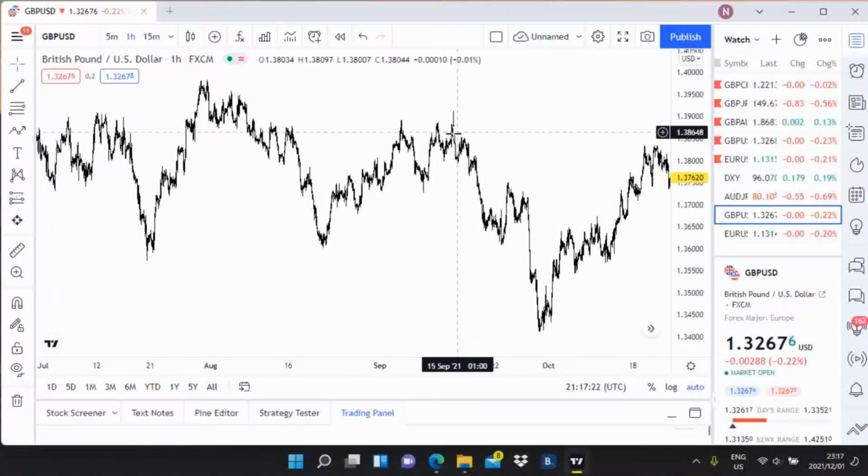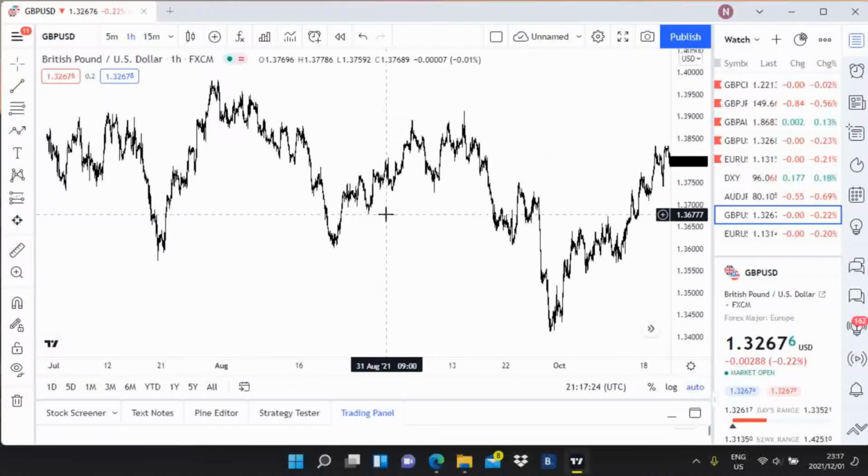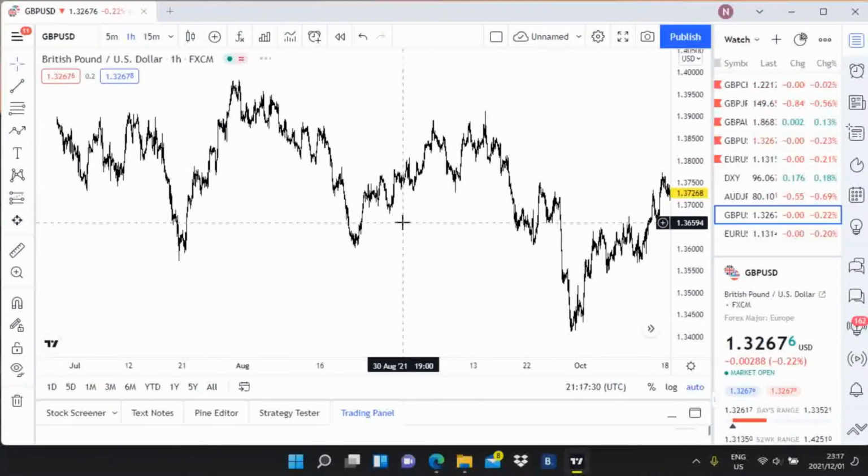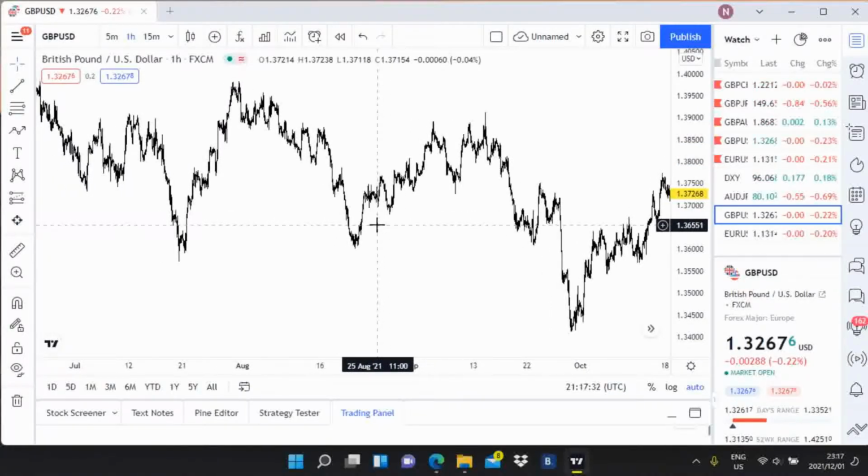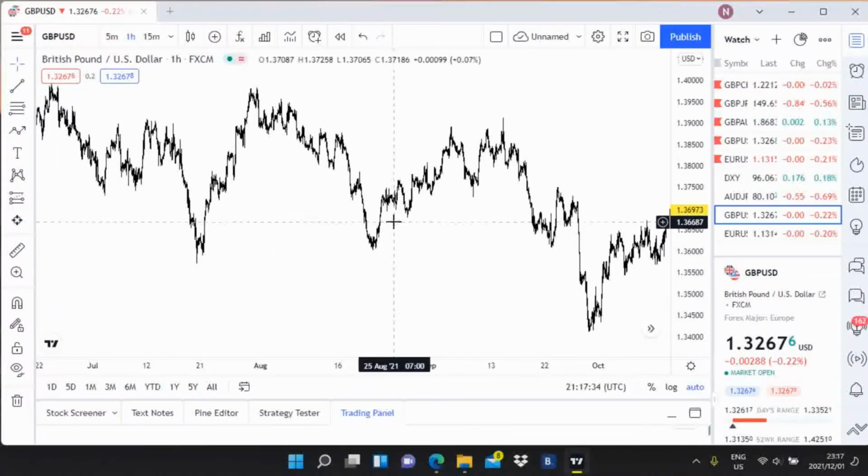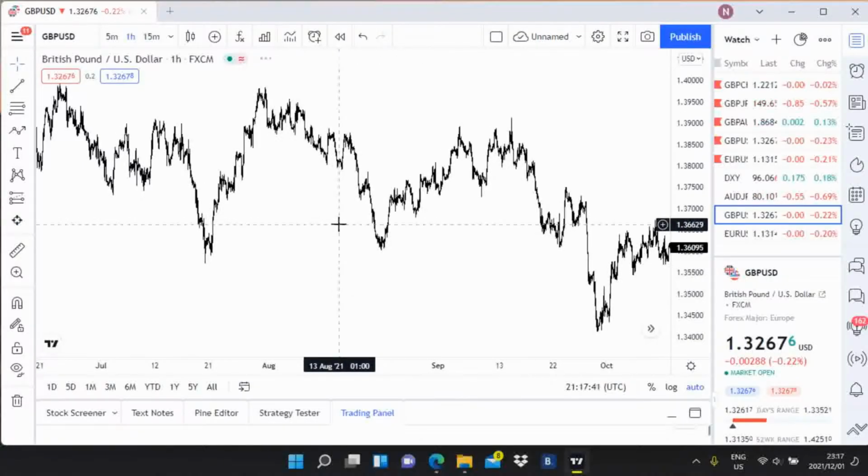In today's video, we'll be looking at how to use the head and shoulder pattern and how to trade using the head and shoulder pattern. Without further ado, let's get into the video. So today here we have the GBP/USD on the hourly chart.